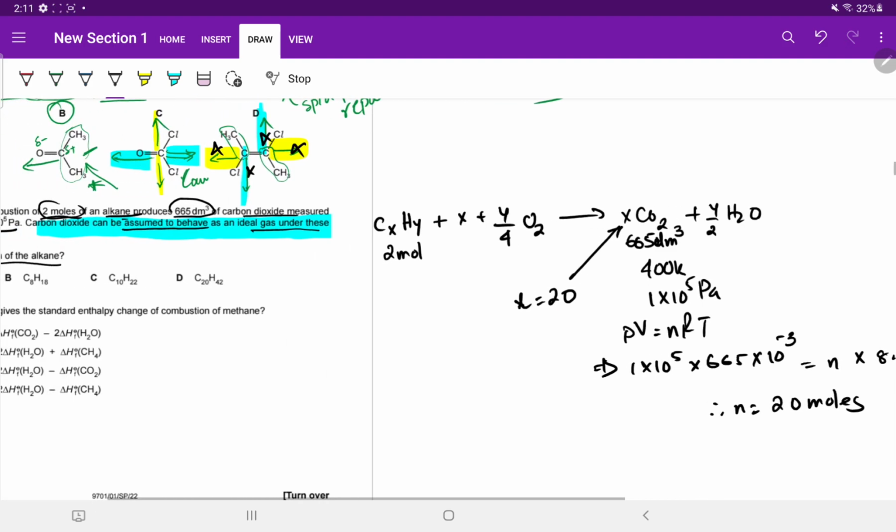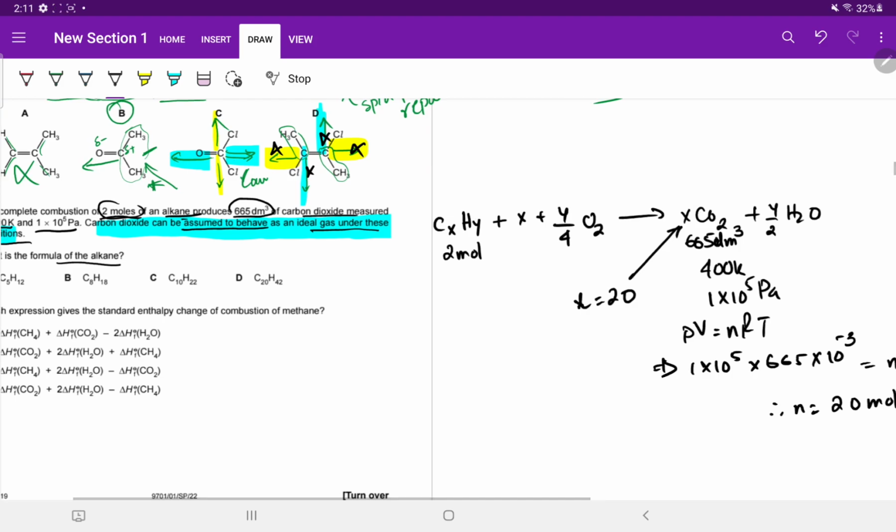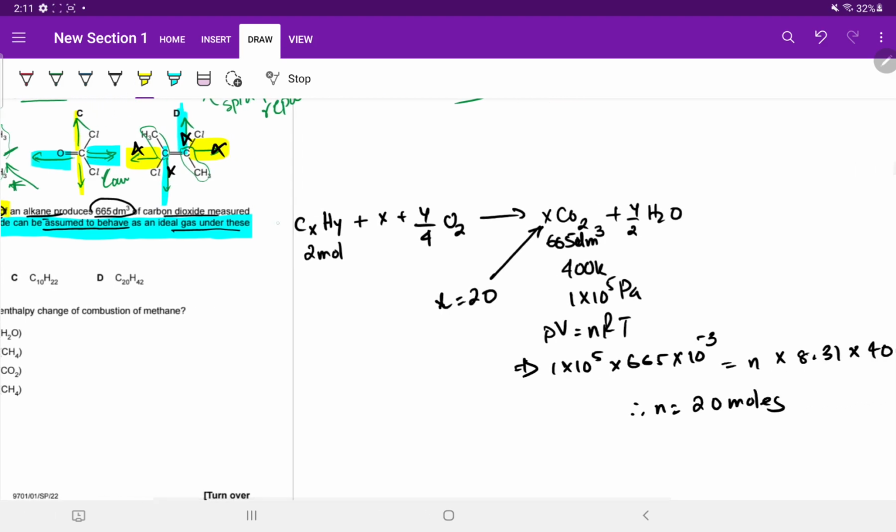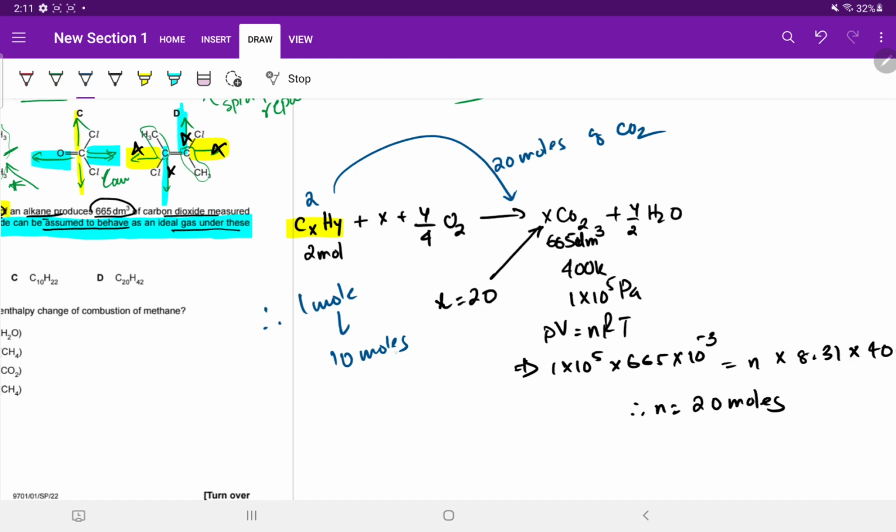Now, however, one important thing in the question which you have to notice is that they mentioned the 2 moles of alkane. So this is actually 2 moles of this is reacting. So 2 moles is producing 20 moles of carbon dioxide. Therefore, 1 mole shall produce 10 moles of carbon dioxide. Therefore, our x shall be 10 here.